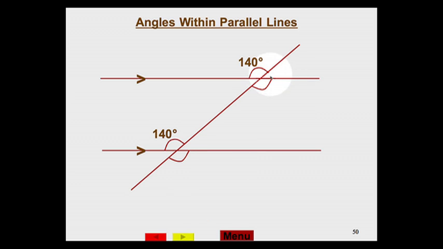Now the angle that's underneath it is directly opposite, or vertically opposite. Angles vertically opposite are also equal. So that's 140 degrees. Vertically opposite will also be 140 degrees.